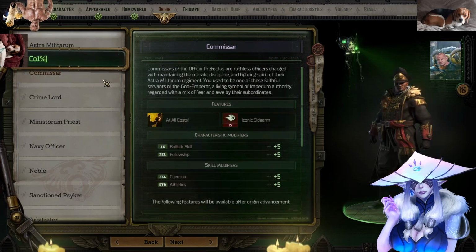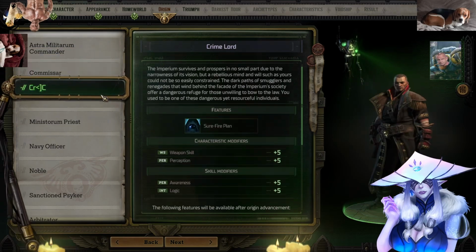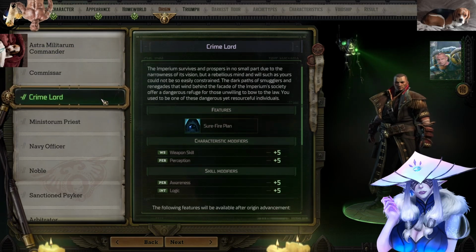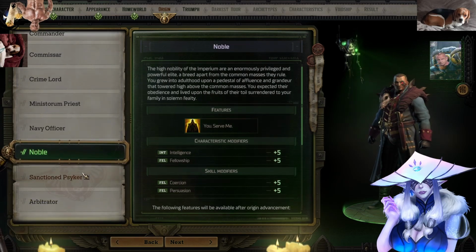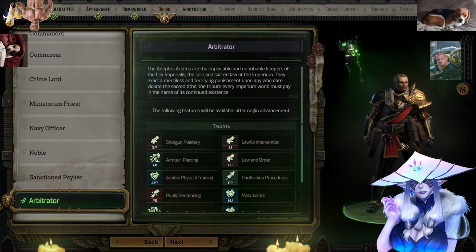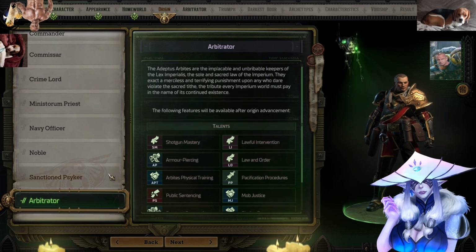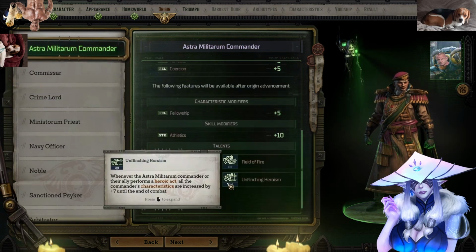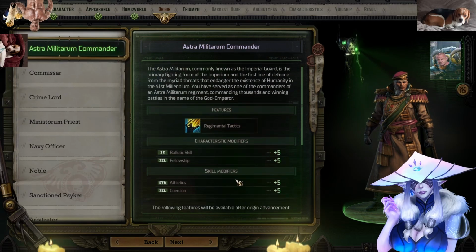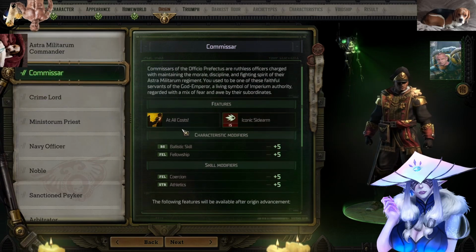No. Commissar. No. Crime Lord. No. Navy Officer. Noble. Which of these is the closest to a melee guy? Astra Militarum Commander. No, Pudzian doesn't lead. He goes in there and just whacks everything.